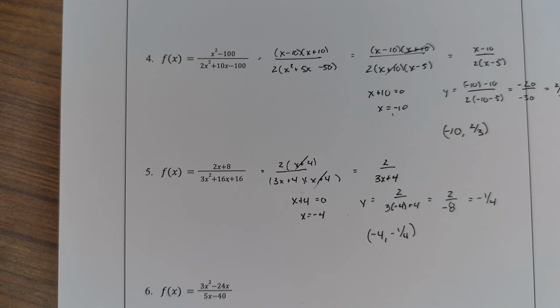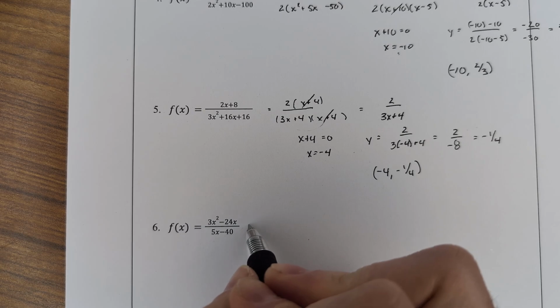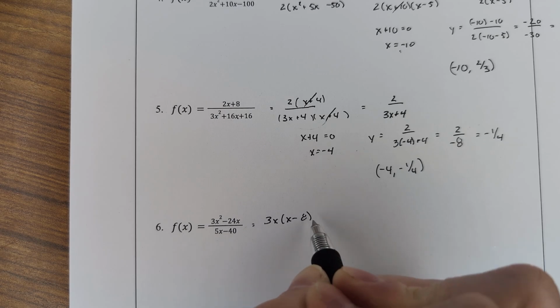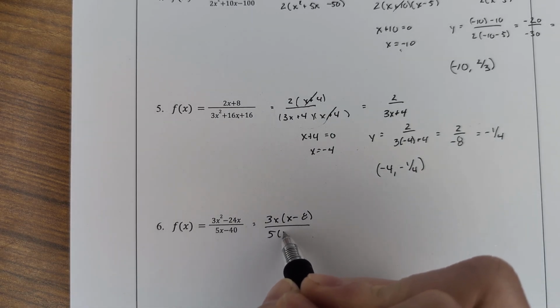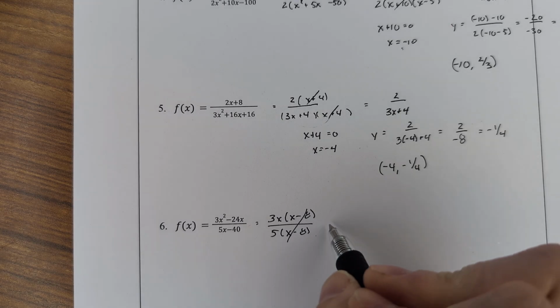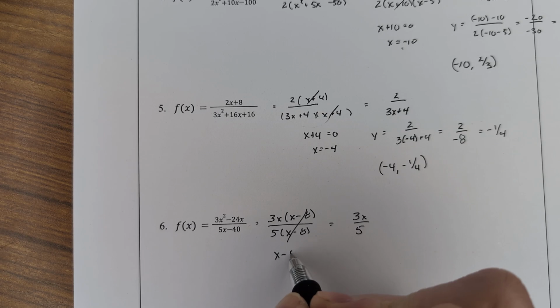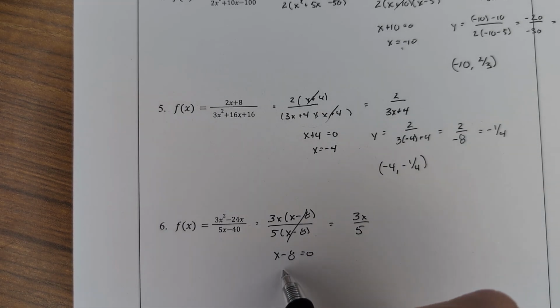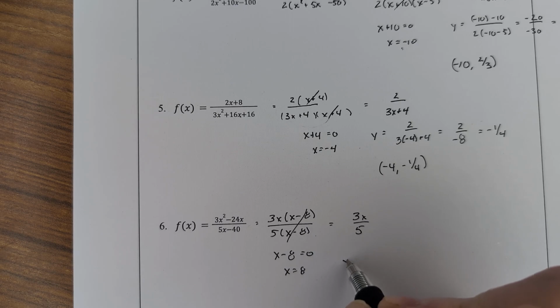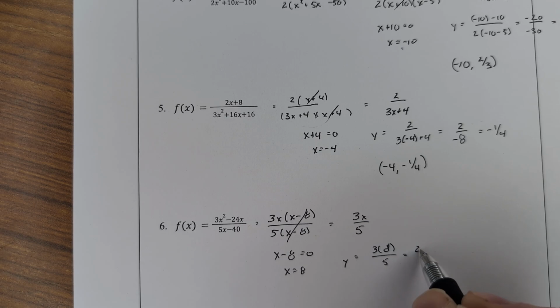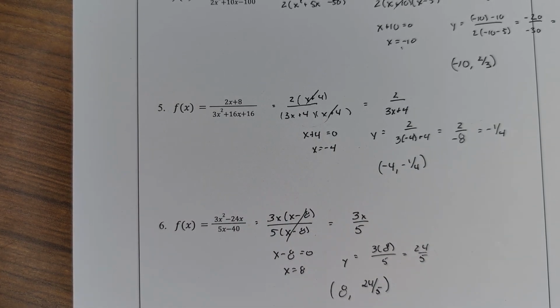Okay, and our last one, up on top, we can take a 3 and an x out. So 3x comes out, leaves me x minus 8. On bottom, 5 can come out, leaves me x minus 8. So those cancel. So our simplified form is 3x over 5. To find the x value, set the thing we canceled equal to 0. To find the y value, we plug that into our simplified version. So that's going to be 24 over 5, which does not reduce. So 8, comma, 24 over 5. And that brings us to the end of the section.